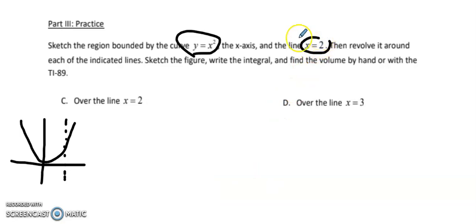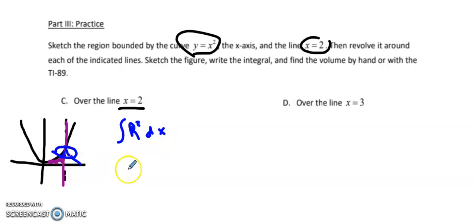And now we are revolving, in this case, around the line x equals 2. So this is a boundary, and it looks like this is the region that we're going to revolve. And when I reflect that region, it reflects over to here, and I have these revolutions like that. This is going to be a disk method because there is no gap between the region that I'm revolving and the axis of revolution. So I just need my big R squared.